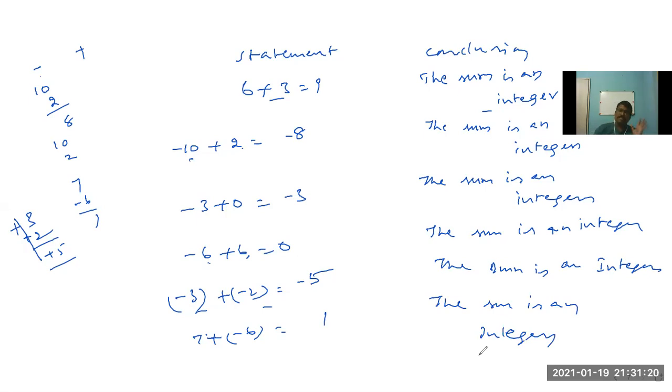The sum of two integers is always an integer. Like that, you can make so many examples. So from these examples, you can make a statement: if a and b are two integers, then a plus b is also an integer. That is the statement of the closure property. Next we can say that therefore integers are closed under addition.